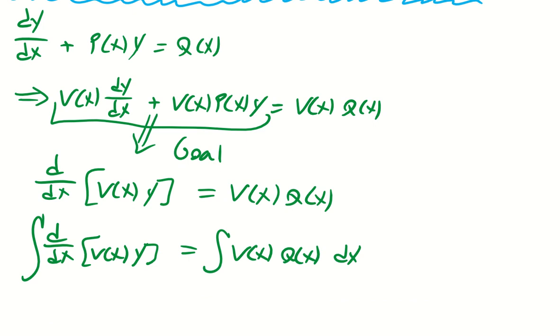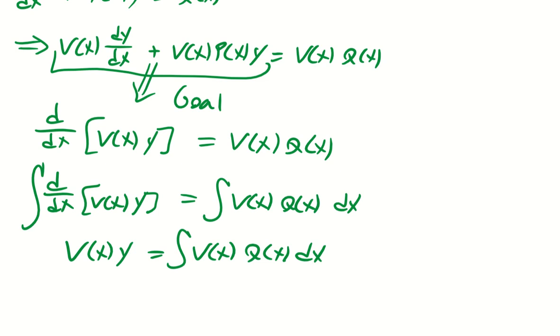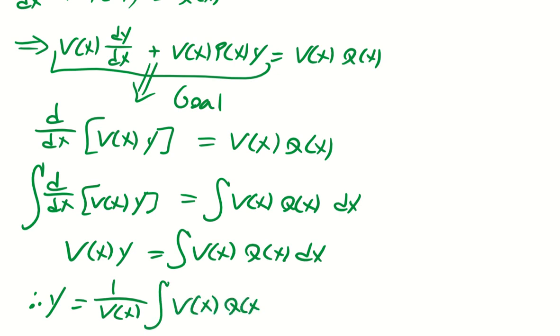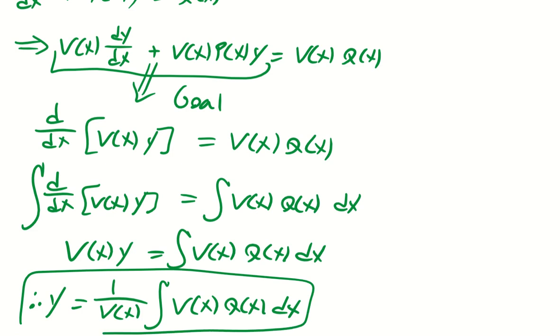Because on the left-hand side, we know about the fundamental theorem of calculus, integration and differentiation, so to speak, are inverses of each other. So the left-hand side is just v of x times y. The right-hand side remains the same. But now we can solve that y is therefore equal to 1 over v of x times the indefinite integral of v of x times q of x dx. And that's a great solution. We have solved our differential equation. But the question is, what is that v of x?